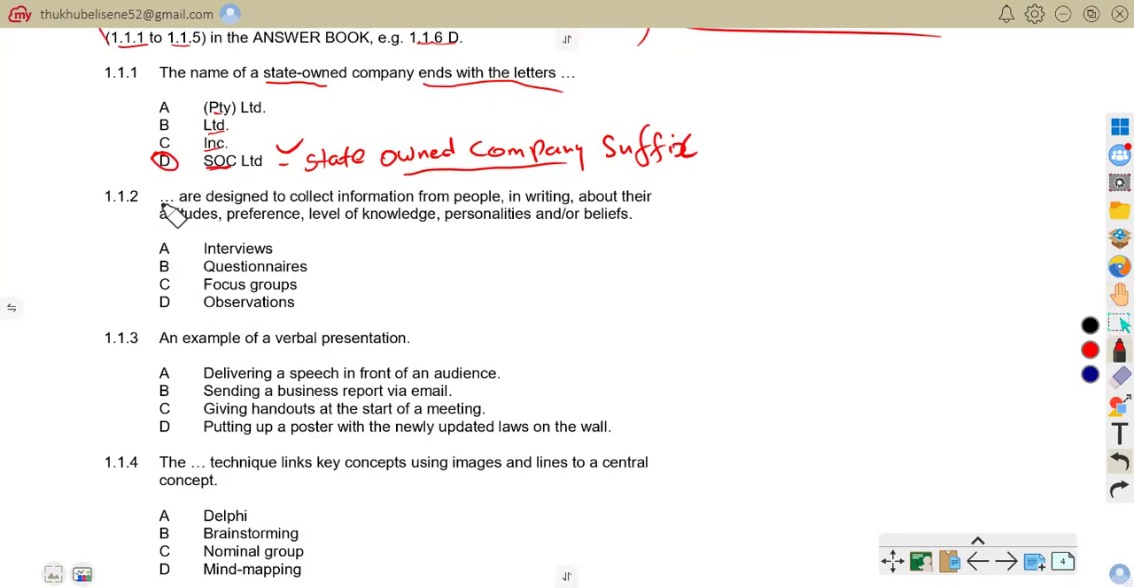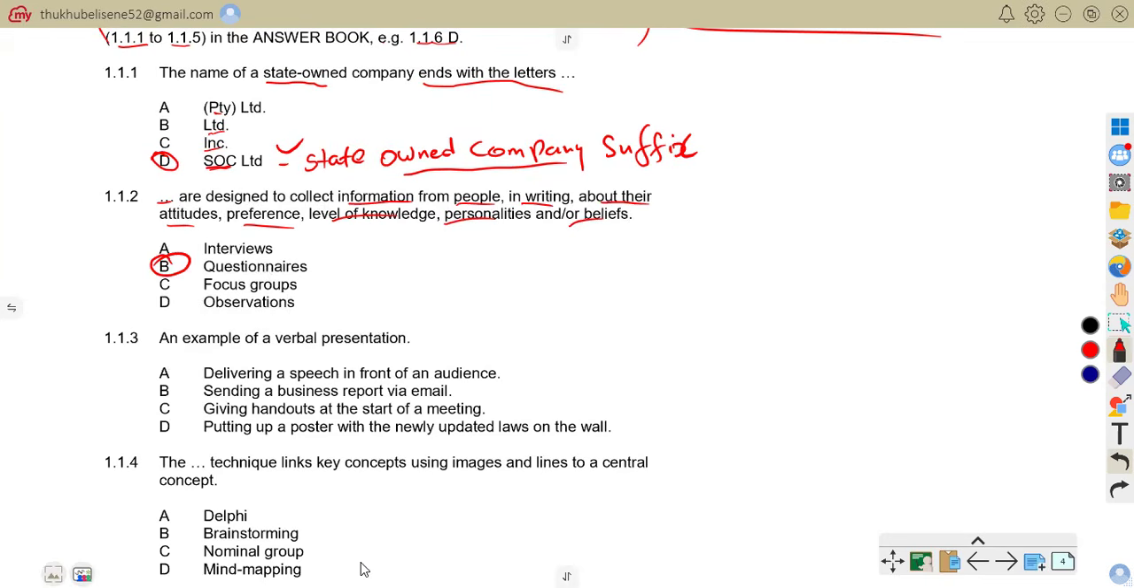1.1.2 reads as follows: dash are designed to collect information from people in writing about their attitudes, preferences, levels of knowledge, personalities, and beliefs. So same as 1.1.1, we are given 4 options, and we have to choose the best answer out of these 4 options. The correct answer there on 1.1.2 is B, questionnaires.